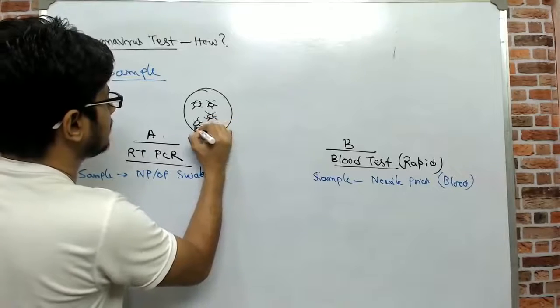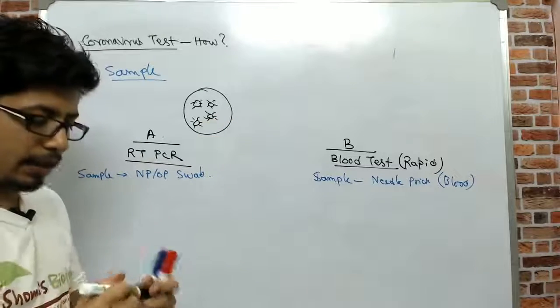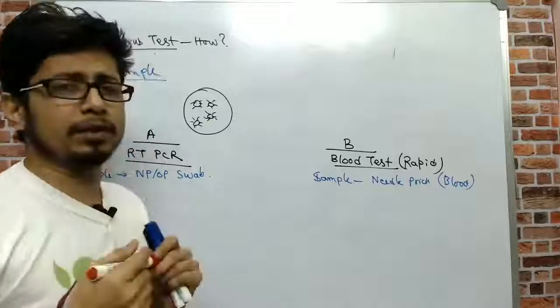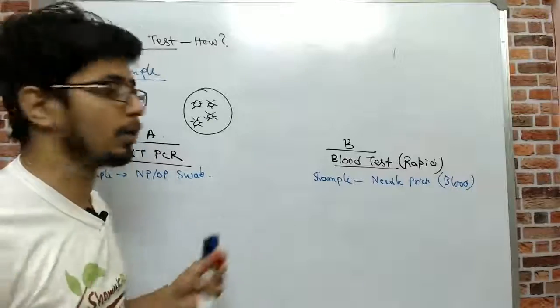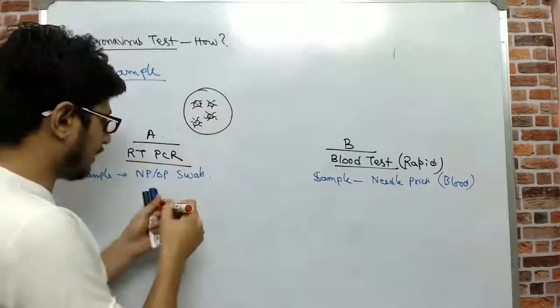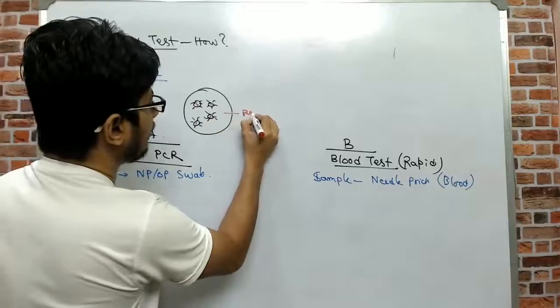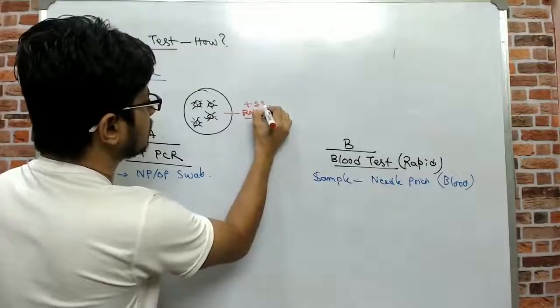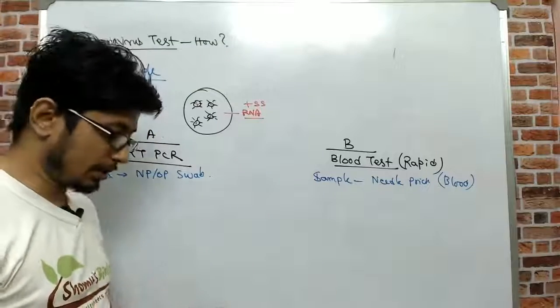Okay, let's say the virus is there. Now the virus contains genetic material. Every single living organism has genetic material, and the virus has its own genetic material. In this case, the genetic material of the virus is RNA. Positive single-stranded RNA is present as the genetic material.